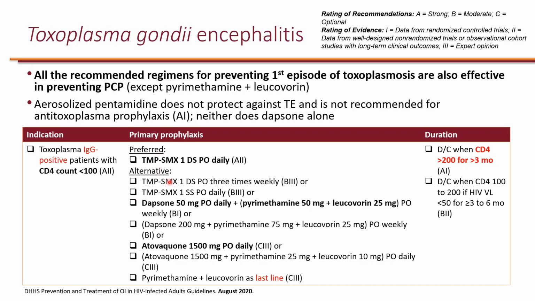And if they absolutely cannot tolerate Bactrim, then we have alternatives. So dapsone, as I mentioned previously, dapsone monotherapy is not appropriate. It's not effective, so it has to be dapsone in combination. And then we have atovaquone, which has to be taken with food. So how long to do prophylaxis? You continue prophylaxis until CD4 count is more than 200 for at least 3 months, once the patient starts ART.